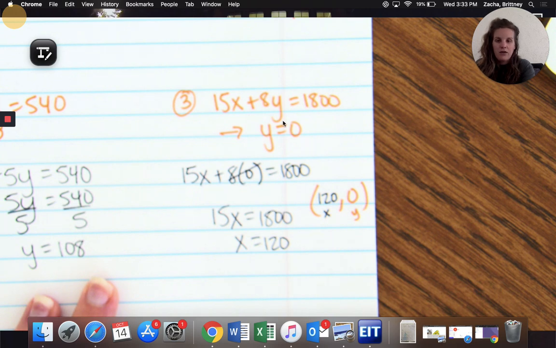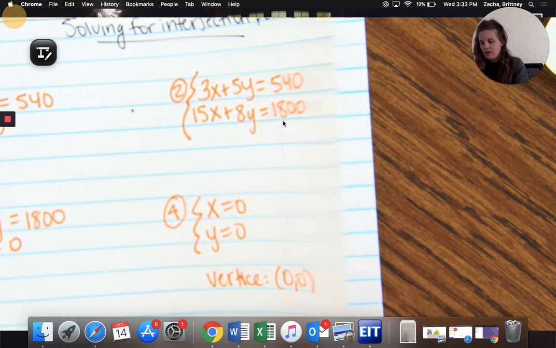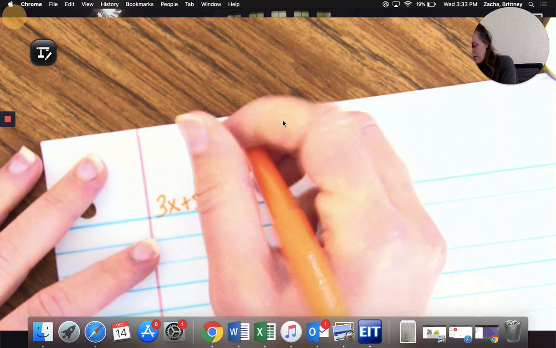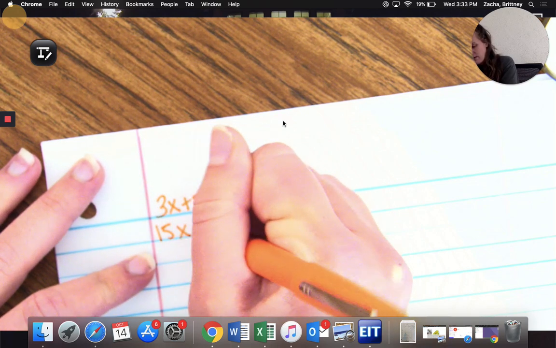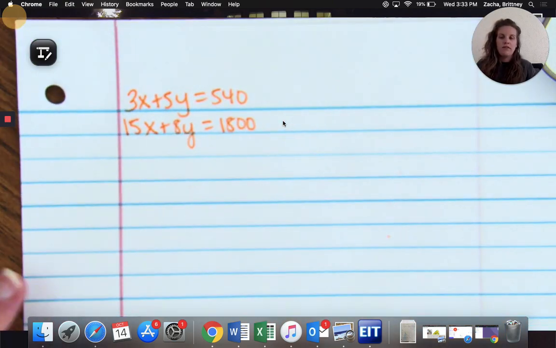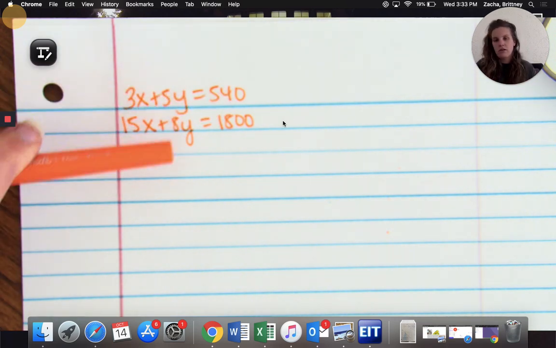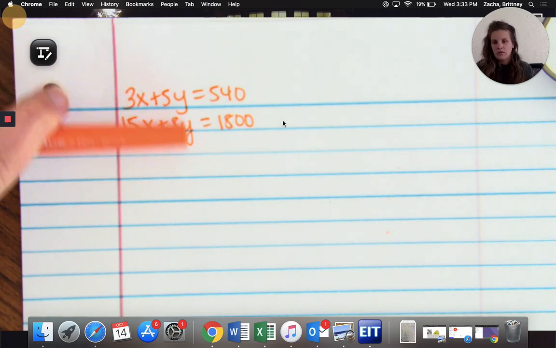Okay, so now let's look at the second system. So that 3x plus 5y equals 541. I ran out of room, so I have to rewrite it over here. And 15x plus 8y equals 1800. All right, so on this one, it's going to be easiest to use elimination. Okay, so elimination. So what you're going to do is look, you're going to align your variables, okay, and see if anything automatically cancels when you add or combine those equations. They don't, right? This adds to be 18x, that's 13y, nothing cancels.